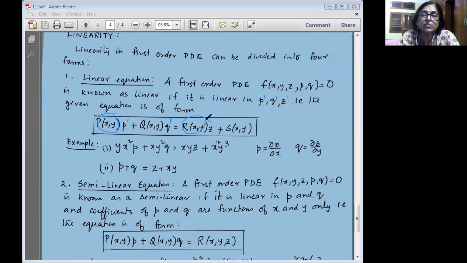R(x,y) is a function of x and y. z is having degree 1. And we have another function we are representing here. Sometimes it may be constant, sometimes it may be non-zero also. So this type of equation is known as a first order linear equation.